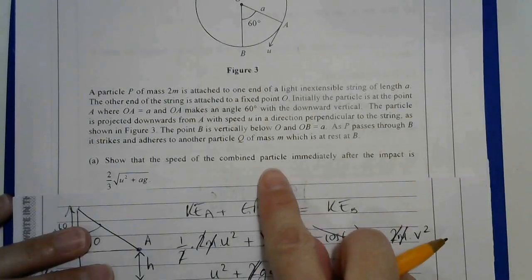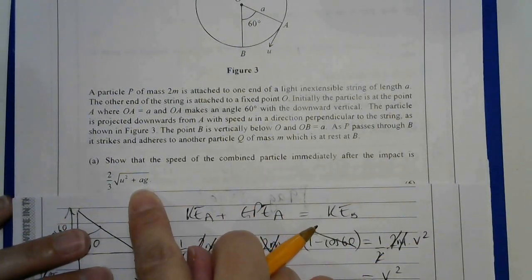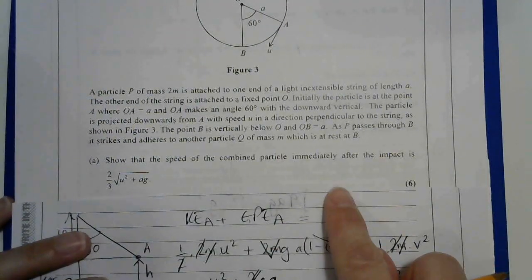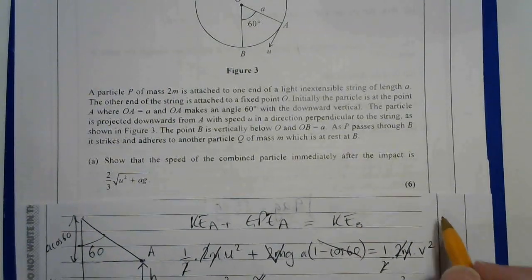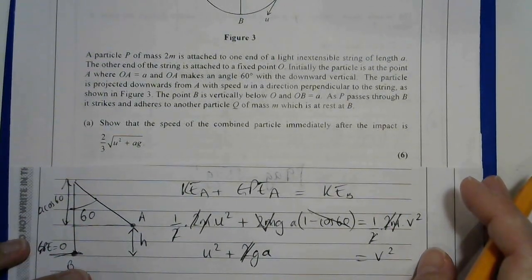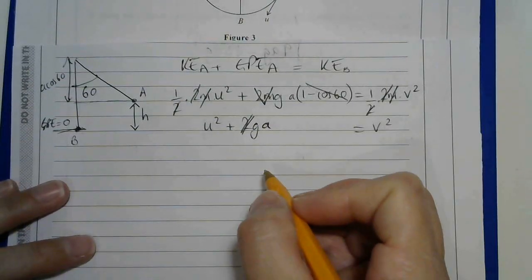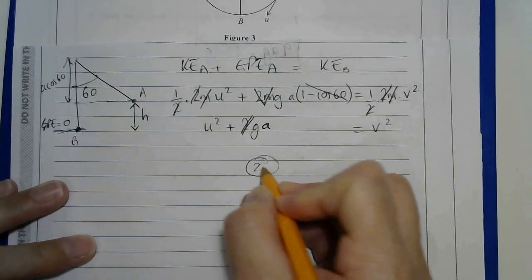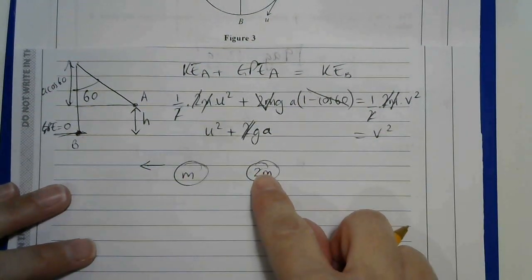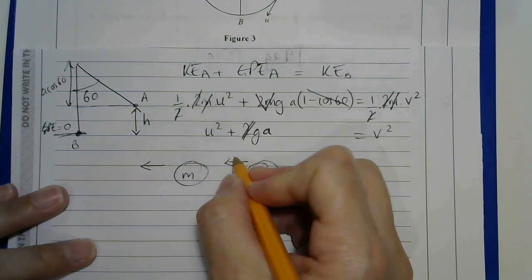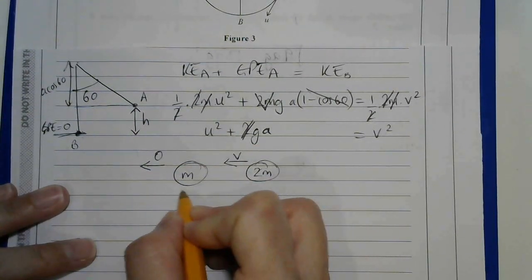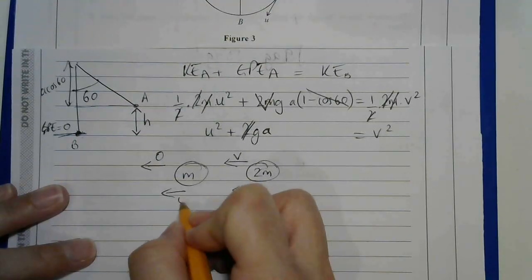Now, it says show that the speed of the combined particle immediately after the impact is this. So we can use the conservation of momentum to work out what the speed immediately after the impact is. Basically I have the particle which is 2m, and then this particle which is m. Initially m is at rest, and then 2m is moving with the speed v, which will be this thing square rooted. After the impact, they'll move off with a common speed, so I'll call that w.